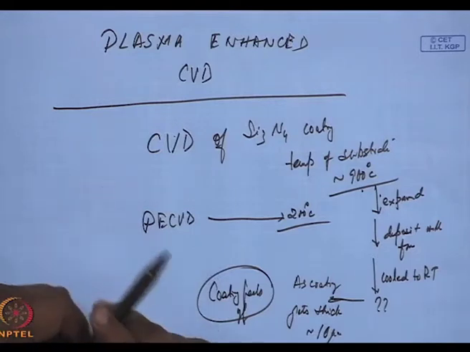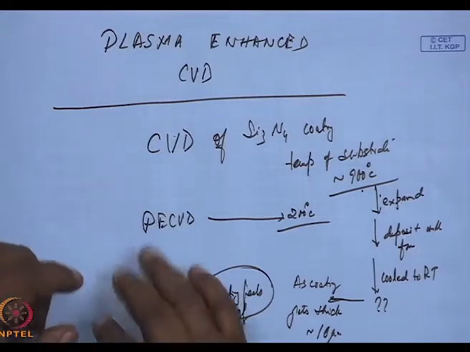So, in these cases, we have to work with a system where the temperature of deposition does not exceed 200 degree, 100 degree when we are talking of metallization of plastics. This is the advantage of plasma enhanced CVD.